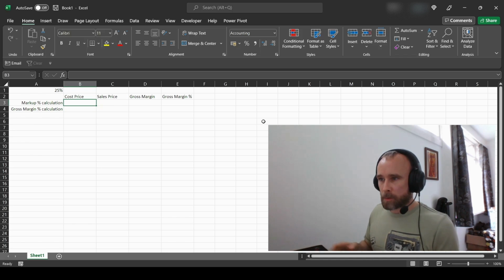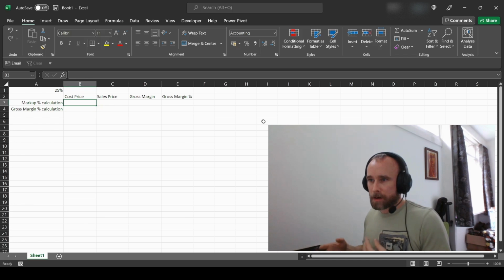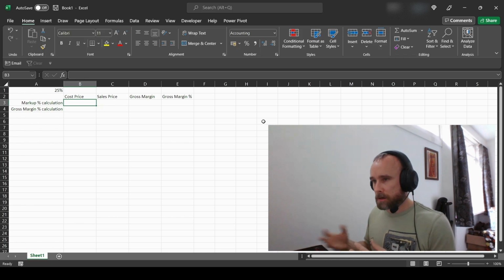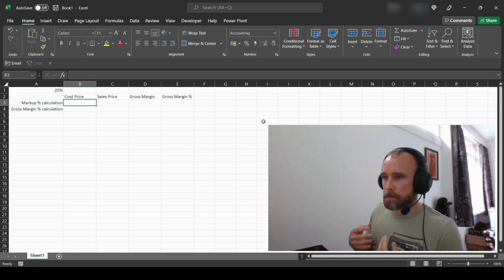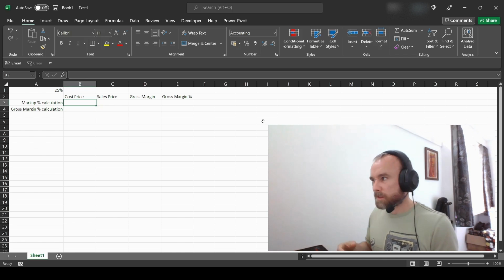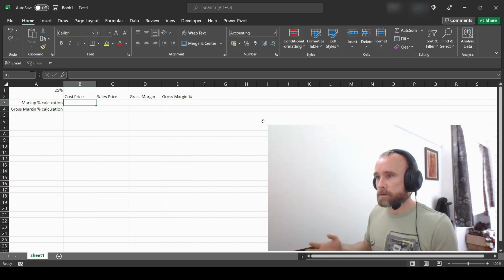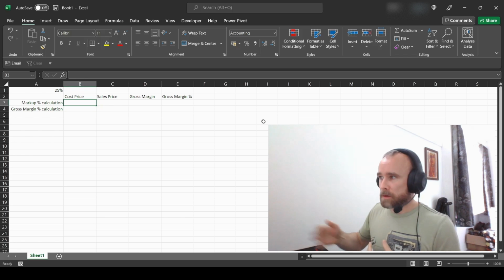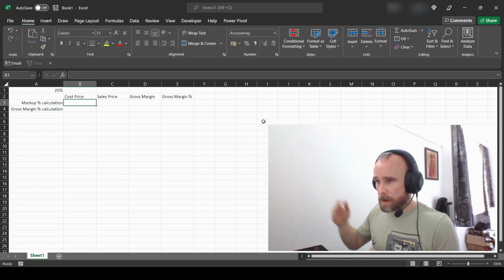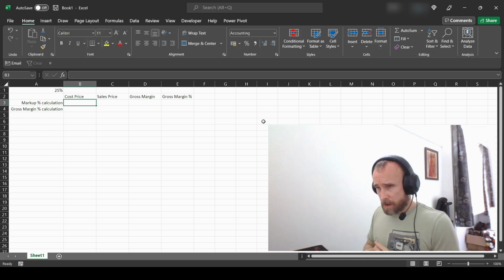Now the simplest way I can explain the difference between markup and gross margin percentage calculations is how I remember it. Markup percentage is basically the percentage of a cost price added on top, and that gives you a selling price. For gross margin percentage, it's the percentage of pure profit generated from selling a good or a product or wherever it may be at a desired selling price.